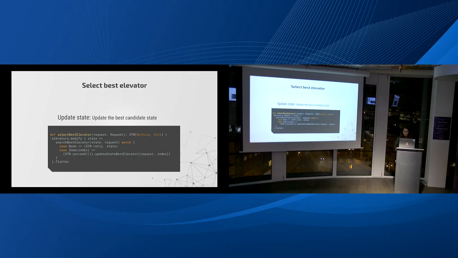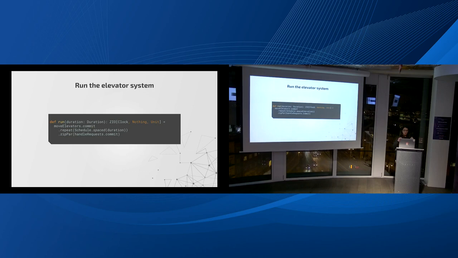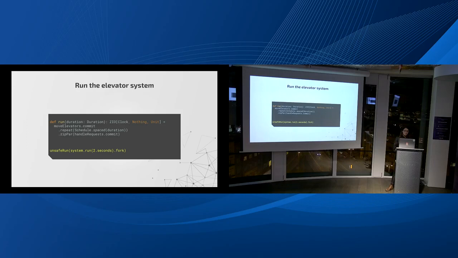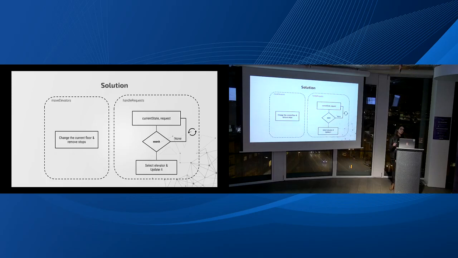So now, because we want to run the move elevator and the handle requests at the same time, we can use zipPar, but because they are transactions, we should commit them. We commit the transaction and run them in parallel. Then when we call unsafeRun, because our program will run forever, we run it in another fiber, or the main program would be running, waiting for the upcoming requests.